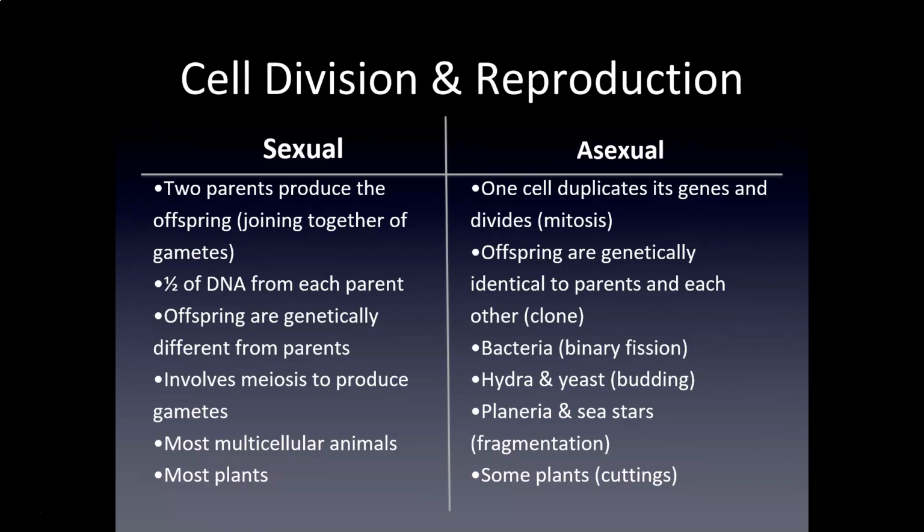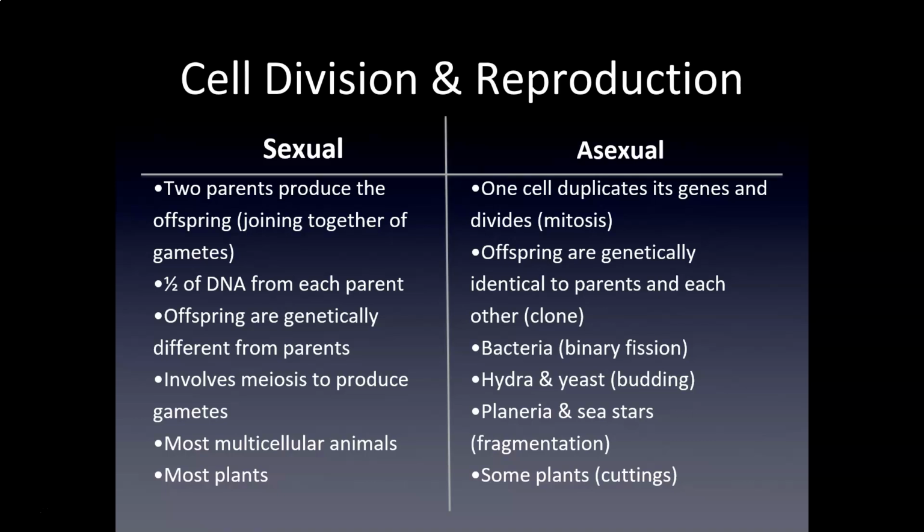So when we finished up mitosis, we talked about asexual reproduction, taking a single cell, duplicating its genes, and dividing, really using mitosis, or in the case of bacteria, going through binary fission in order to do this. But we're creating genetically identical offspring. They're clones to each other, they're clones back to their parents. So binary fission in bacteria is the very simplistic version of that because they don't have a nucleus, so it's not true mitosis. But then the hydra and the yeast that go through budding, the planaria and the sea stars through fragmentation, some of the plants that can do cuttings, right?